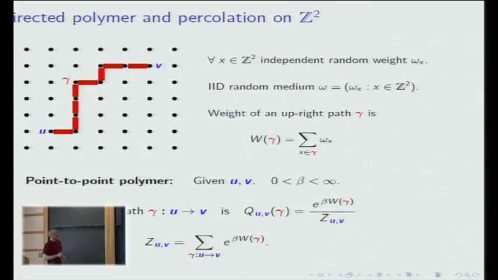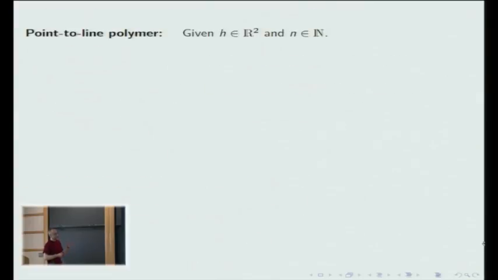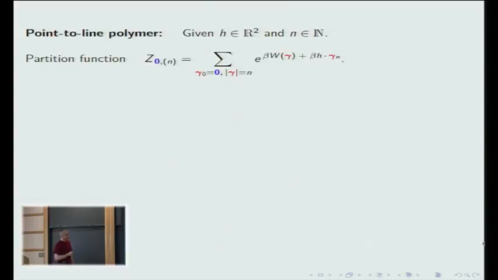Then there's the point-to-line polymer, where I fix only the initial point of the path, but consider all the paths of a given length. It's convenient to throw in an external field parameter h, or a tilt. It'll be useful later on. So there's the partition function for that version. I've fixed the initial point at the origin, and then I consider all the paths of a given length n, and sum up the exponentials of the weights of the path, together with this external field term at the end. So that's two out of the four.